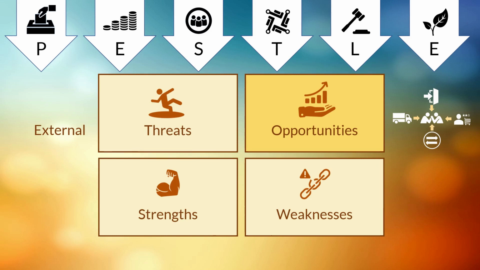Now we turn our attention inwards and consider our weaknesses, those things that would specifically prevent us from taking advantage of the identified opportunities or make us more susceptible to the identified threats. Finally, we consider our strengths, the things that will have a positive effect on minimizing the impact of identified threats or allow us to take advantage of the opportunities.